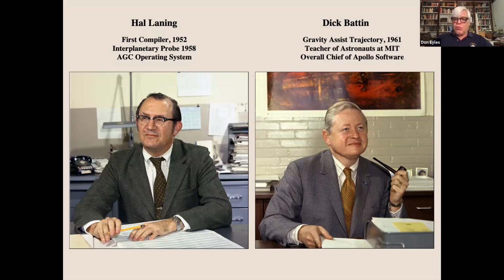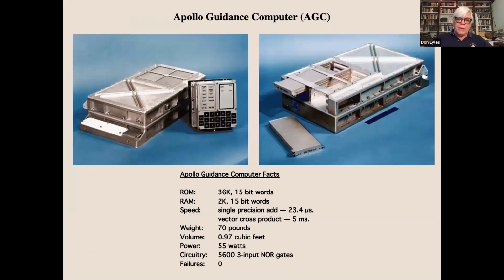Dick Battin was more the equations man, with the legacy of Kepler and Newton. Among his accomplishments, one of them was to create the first gravity assist trajectory, which he did about 1961. He also taught astronautics to a number of astronauts in his MIT class, and he was the overall chief of Apollo software. Next. When he told his wife, she said, "Please don't tell anyone."